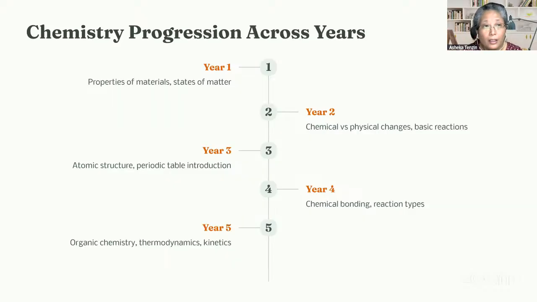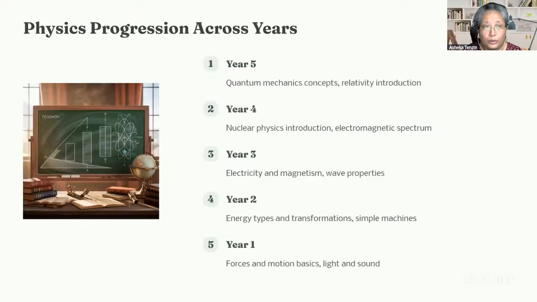In physics, this could be the progression, going from down to up. Year 1 is forces and motion basics, light, sound. Year 2, energy types, transformation, simple machines. Year 3, electricity and magnetism, wave properties. Year 4, nuclear physics introduction, electromagnetic spectrum. Year 5, quantum mechanics concepts and relativity introduction. So this is another suggestion for physics.